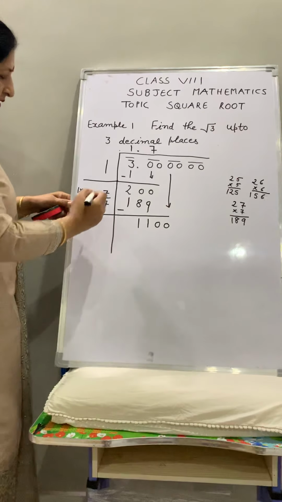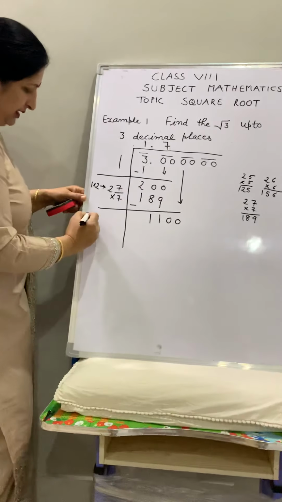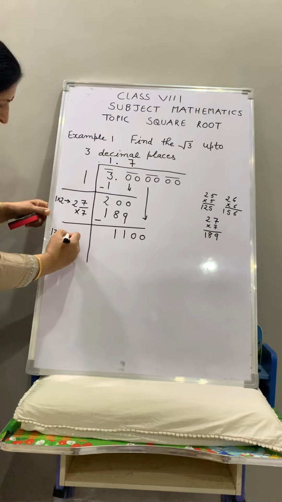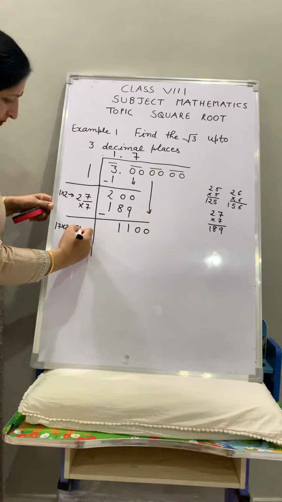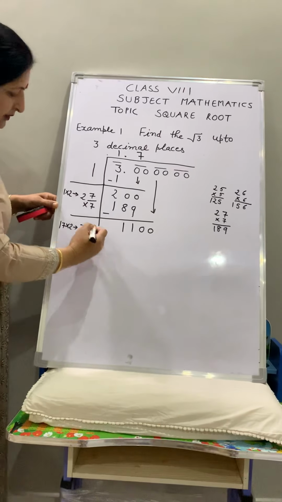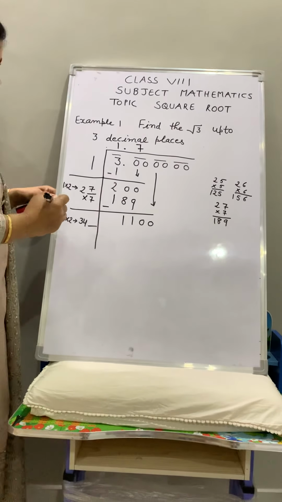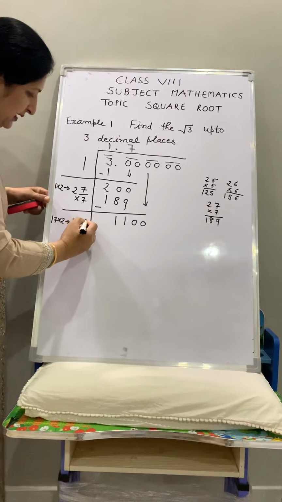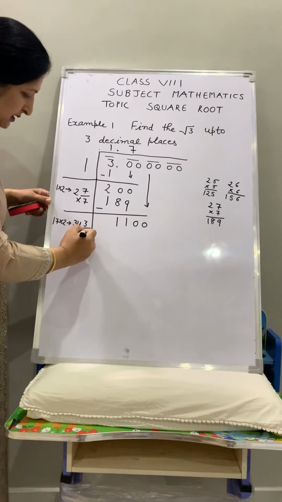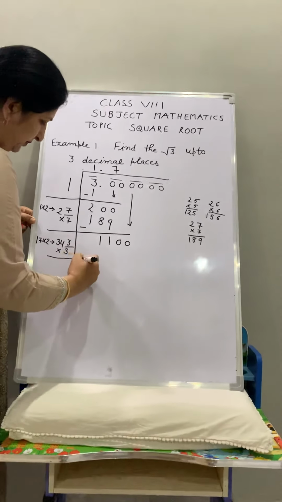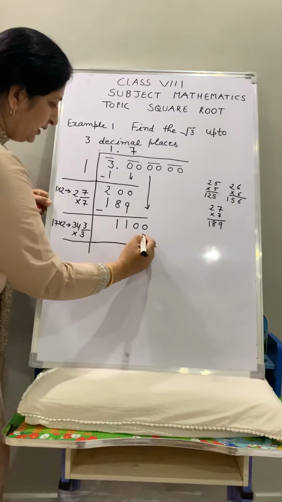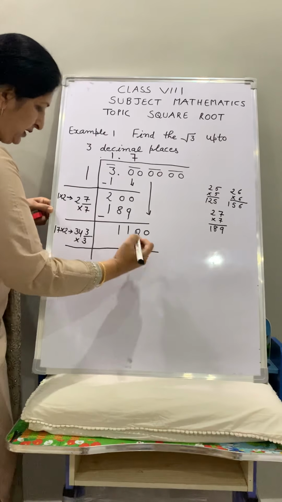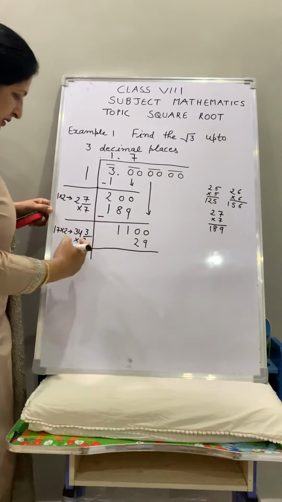Now the divisor. What is the current quotient? 17. 17 2s are 34 and 1 is left to fill. What will we write? We will write here 3 because 3 3s are 9. It is 11. We will write here 3. Multiply by 3. 3 3s are 9. 3 4s are 12. 1. 3 3s are 9 and 1, 10.